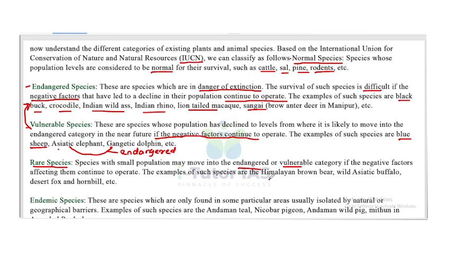Examples: Himalayan brown bear, wild Asiatic buffalo, desert fox, and hornbill. So these are examples of rare species. First we discussed normal species, then endangered species, vulnerable species, and now rare species.